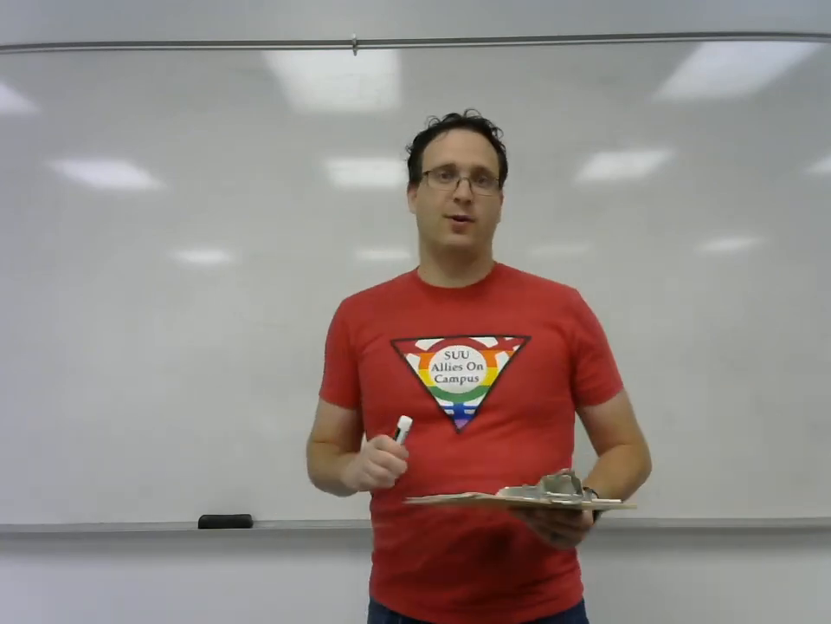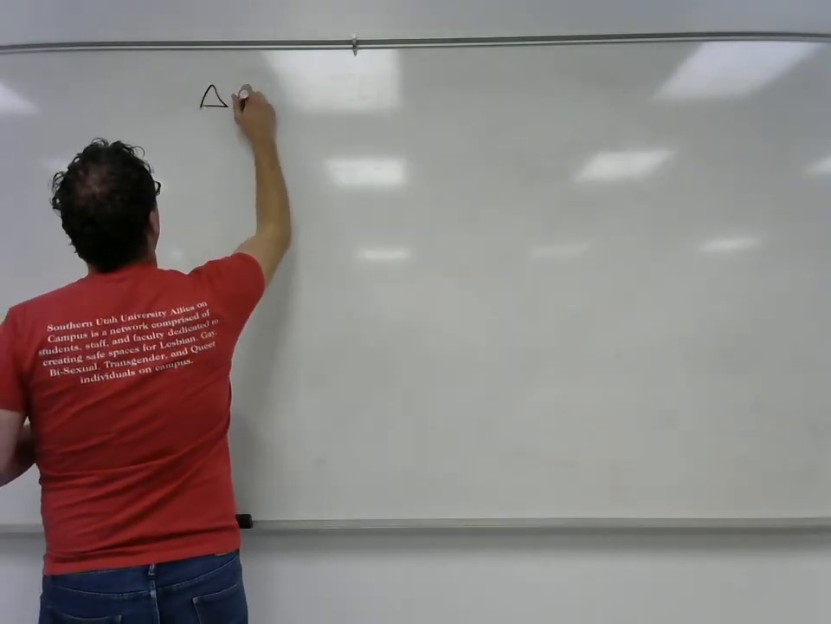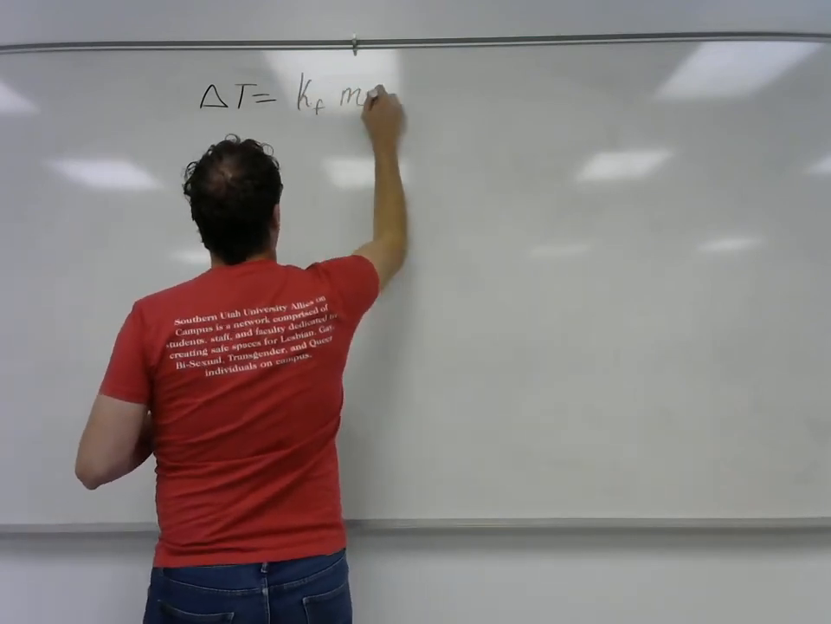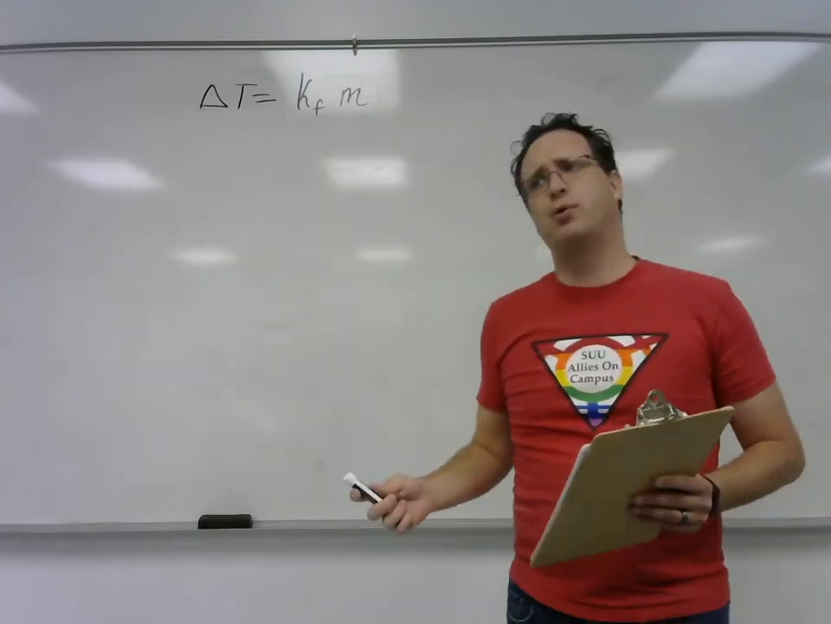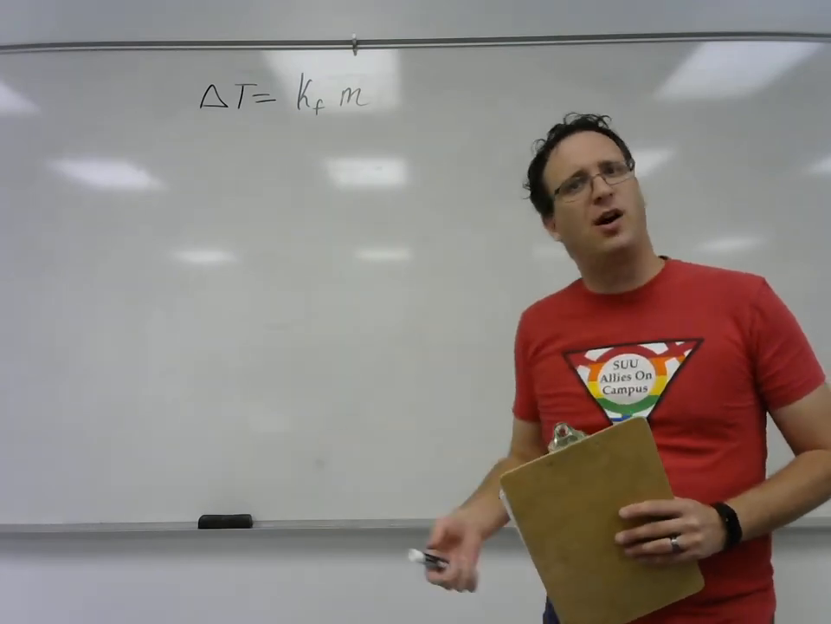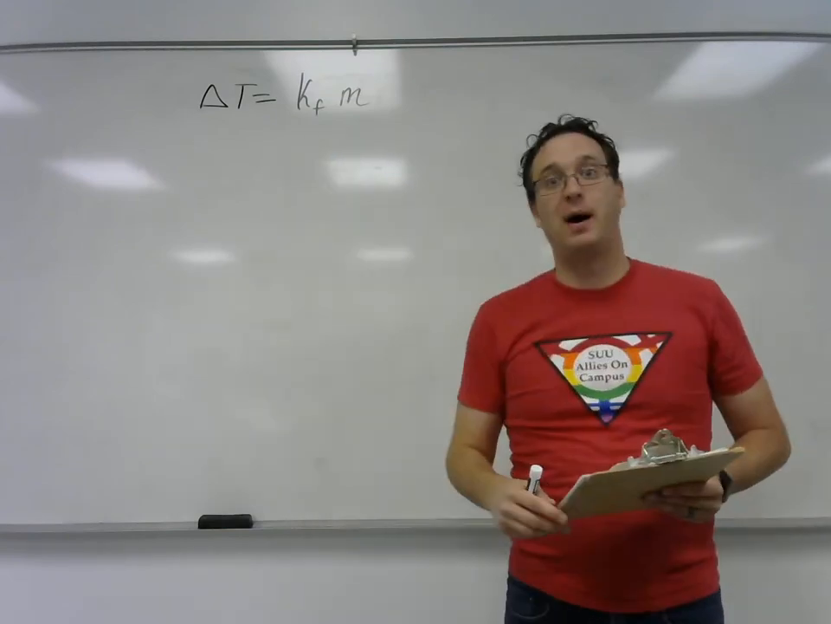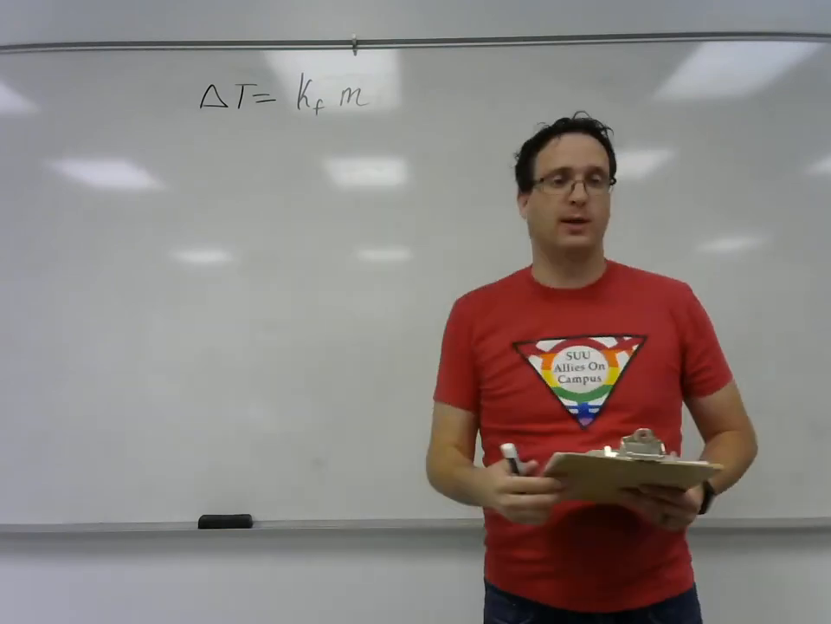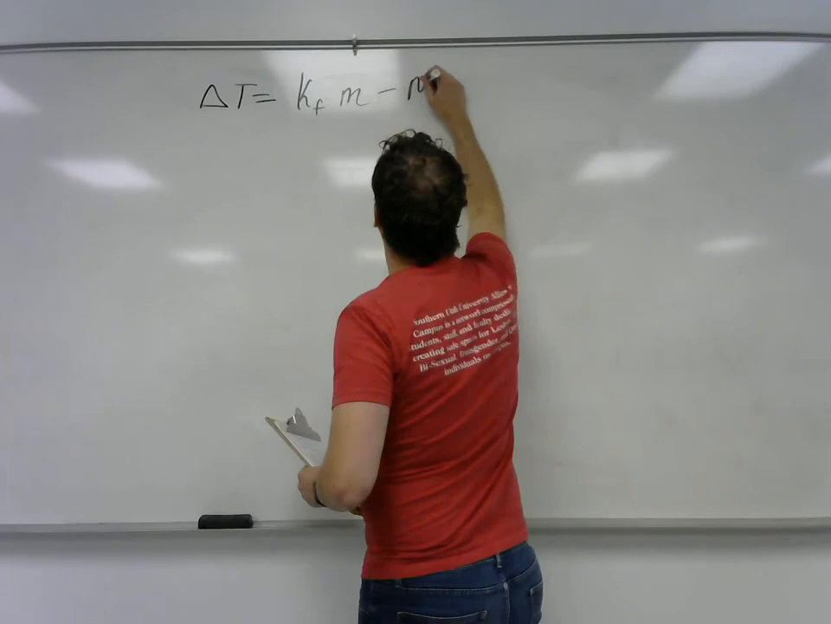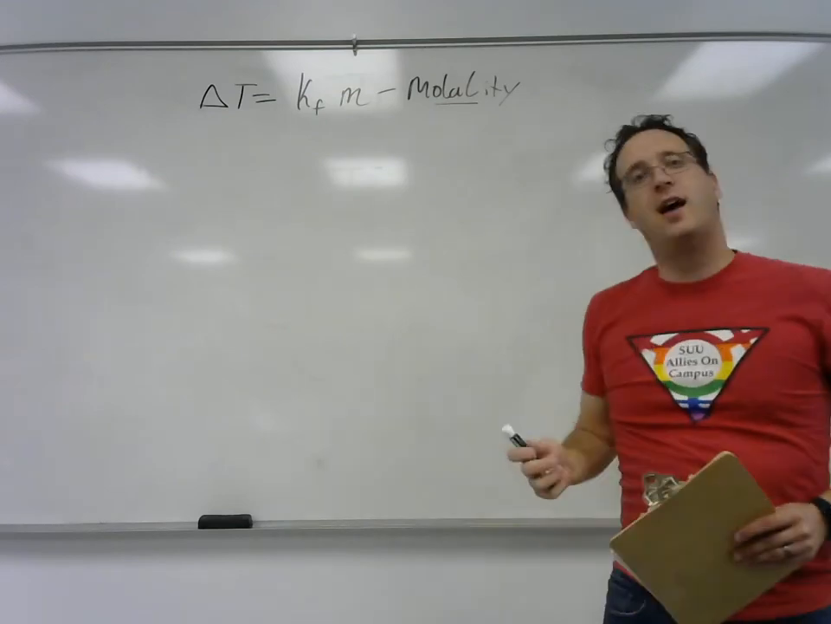And so the equation for how much the temperature goes down is that delta T is equal to Kf m. So your change in the freezing point temperature is equal to Kf, the freezing point depression constant. Each solvent will have its own value for Kf. Part of this lab is that we're going to be determining the freezing point depression constant. And then m here is the molality of the solution.